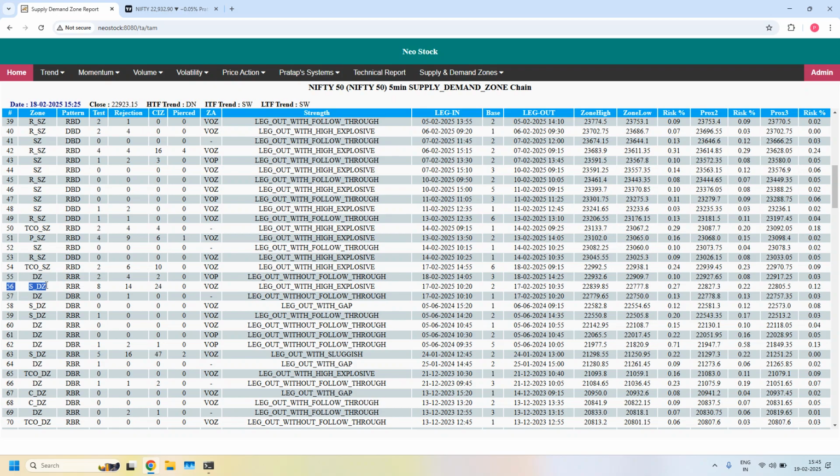The high liquidity demand zone. And this zone has already been tested 18 times, with 14 rejections from this zone. That means nearly 14 times this zone is tested. And this is the zone where you can plan your trade.